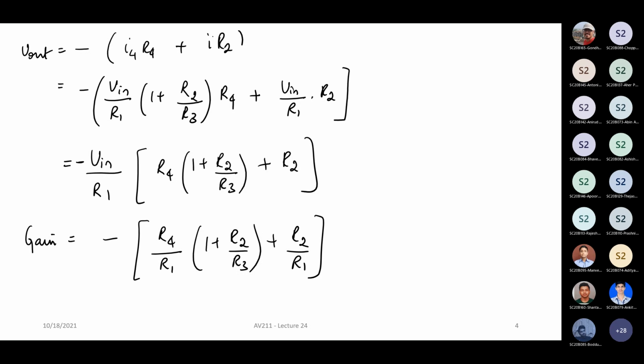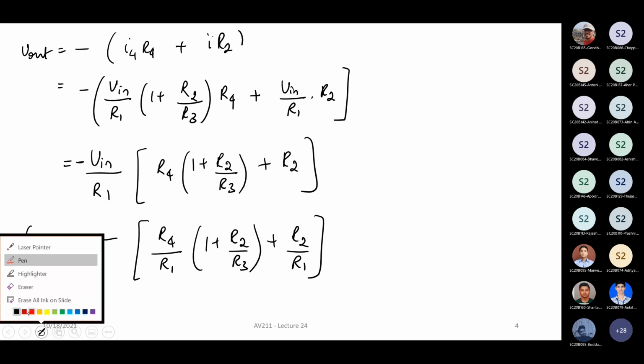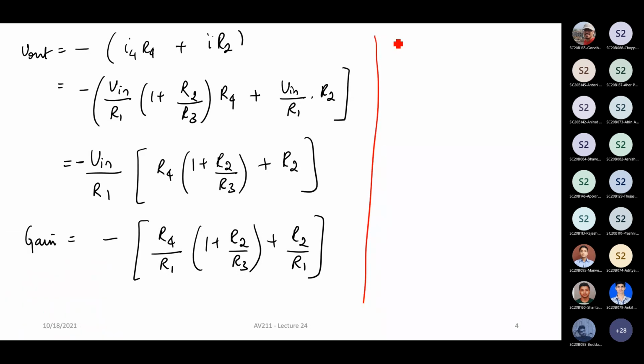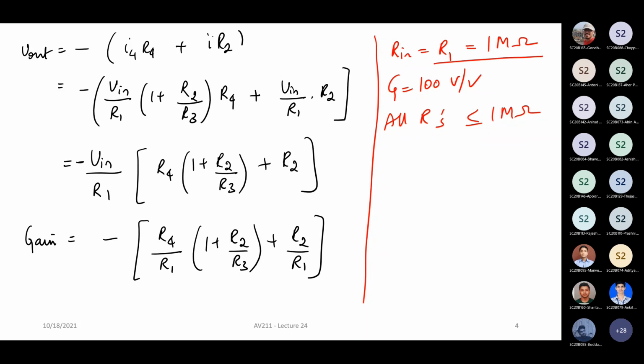All right. Now let us look at the criteria that we wanted. Your Rin is equal to R1, which needs to be 1 mega ohm, right? And your gain has to be 100 volt per volt. And all R should be less than or equal to 1 mega ohm, right? Now, first thing is we have to fix R1 equal to 1 mega ohm, right? So R1 becomes 1 mega ohm.